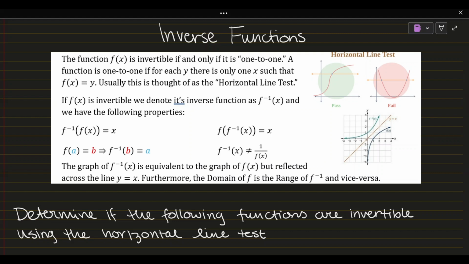The function f of x is invertible if and only if it is one-to-one, right? A function is one-to-one if for each y there is only one x such that f of x equals y. Usually this is thought of as the horizontal line test. So the horizontal line test is pictured here.